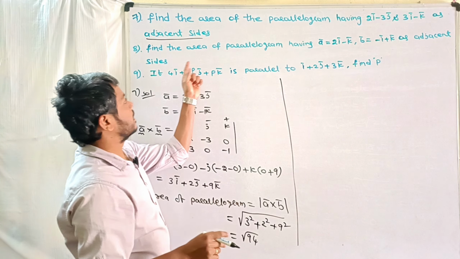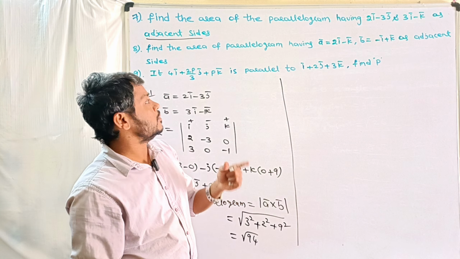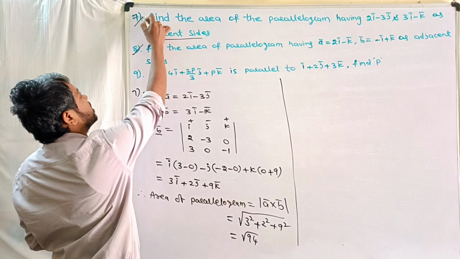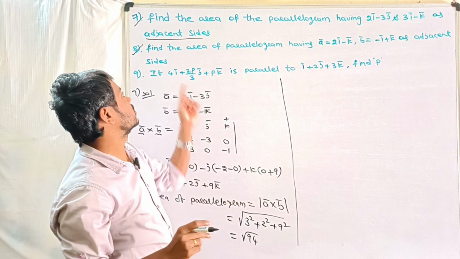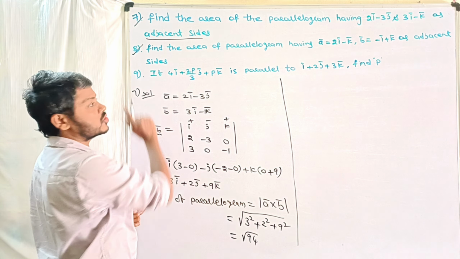So next, question number 8. Find the area of the parallelogram having A bar and B bar as adjacent sides. So this is similar to question number 7. So try to solve question number 8. So next, go for question number 9.